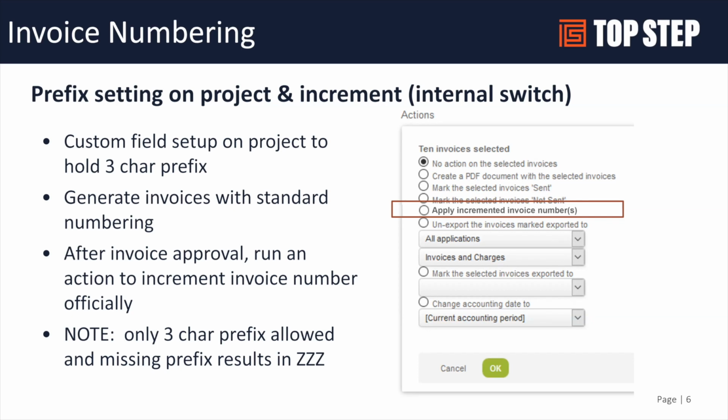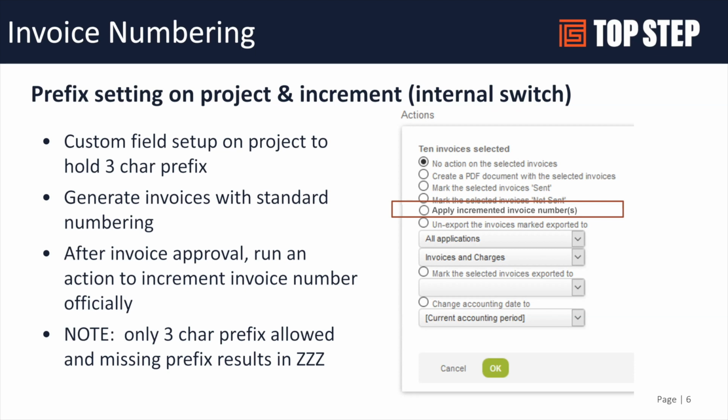So if you had ABC on the project, it was 1, 2, 3. So you would then see ABC-1, 2, 3 on the invoice. And so it's an after-the-fact way to apply the project prefix to the invoice.